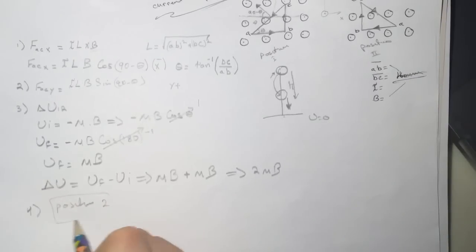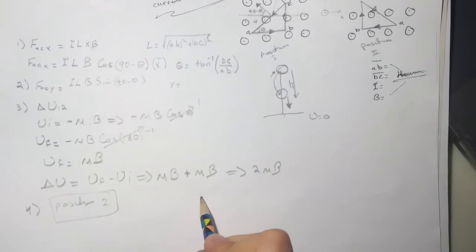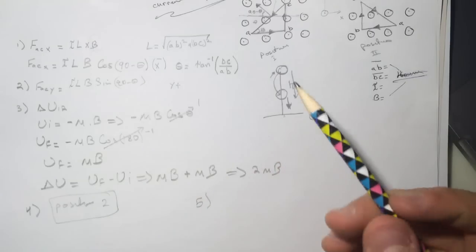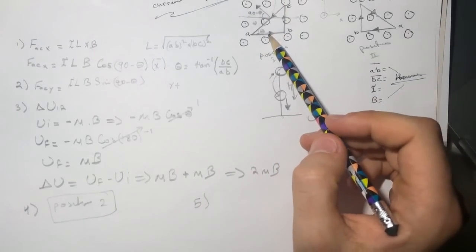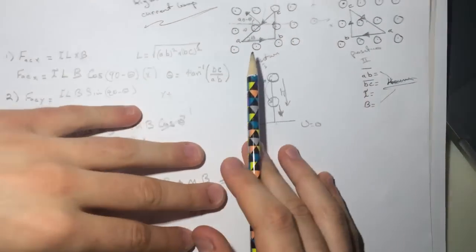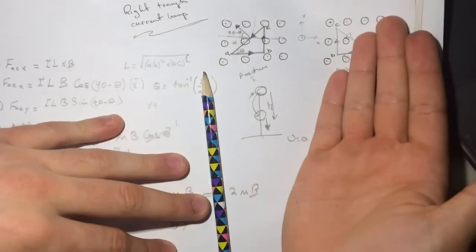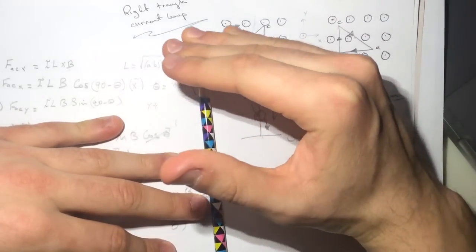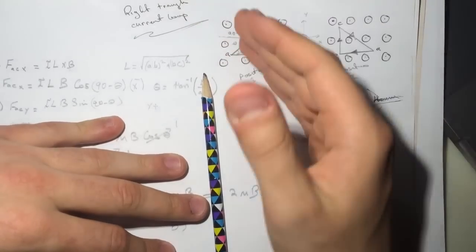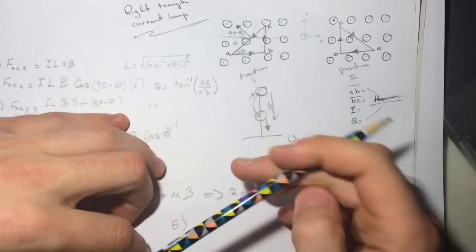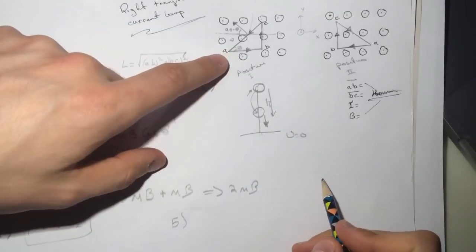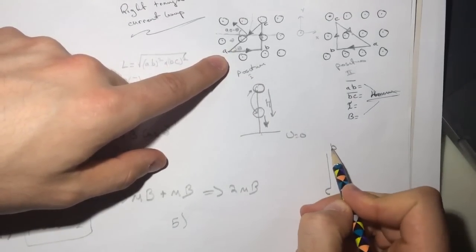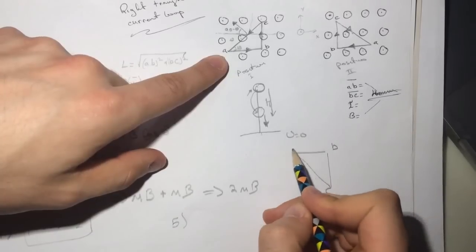Position 2. Cool. Alright, so number 5 is saying if they rotate this loop, like here we rotated this, and in the 5th question they're asking if they rotated from this side to here. See the difference? So it's going to look like this. C is here, B is here, and A is here.